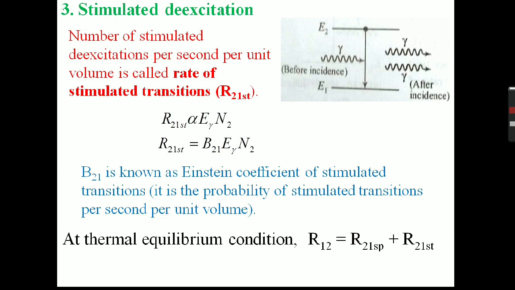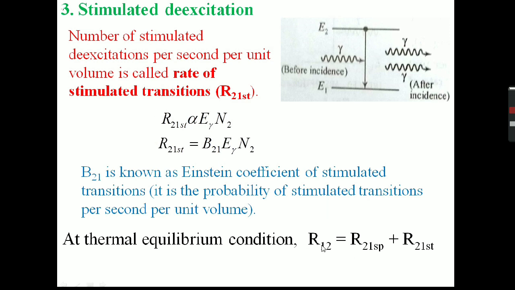Now, the three factors have been discussed. At thermal equilibrium, meaning when the material is maintained at a constant temperature, the rate of excitations must be equal to the sum of the rates of de-excitations. If there are 100 atoms in the ground state, for example, 40 atoms may de-excite spontaneously and the remaining atoms may de-excite after stimulation, so the sum of the de-excitations must equal the rate of excitation at thermal equilibrium.